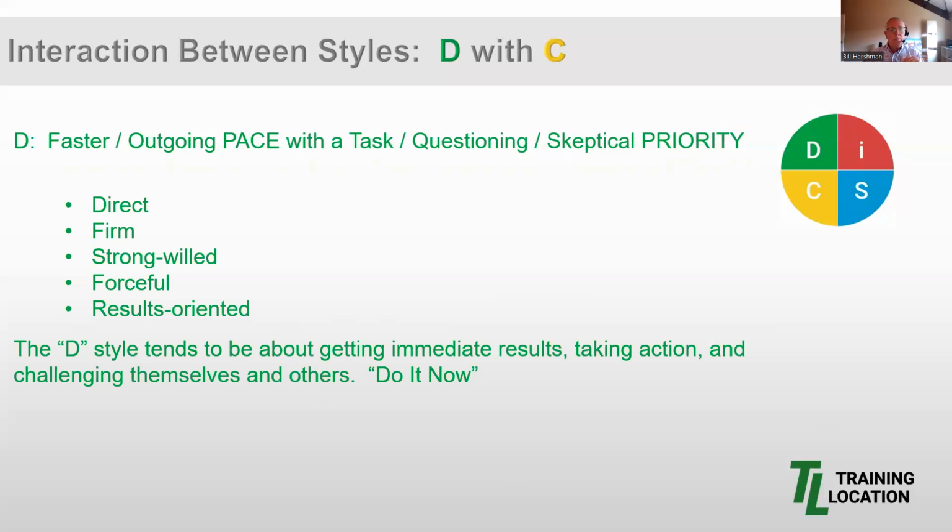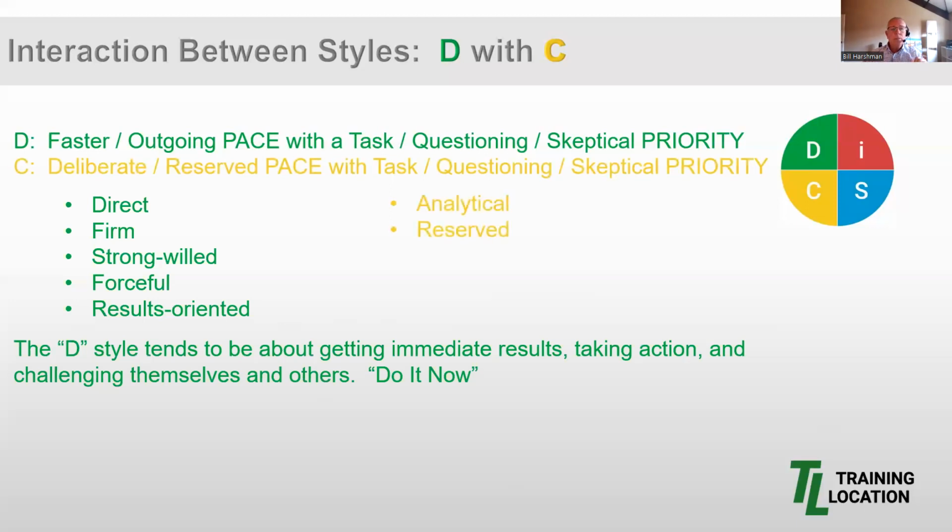Let's take a look at the C descriptors. The C is described as deliberate, reserved pace with a task or questioning or skeptical priority, which again, we know to be similar to the D. We describe them as analytical, reserved, precise, private, systematic.